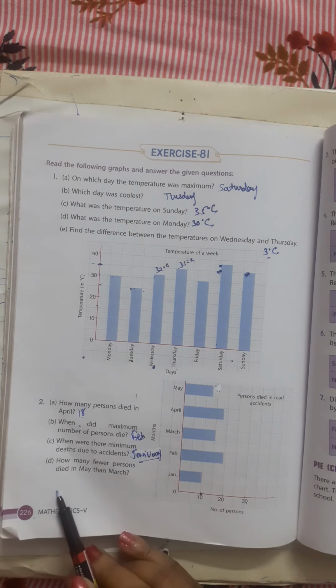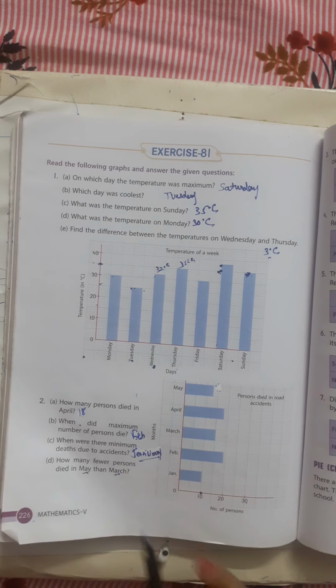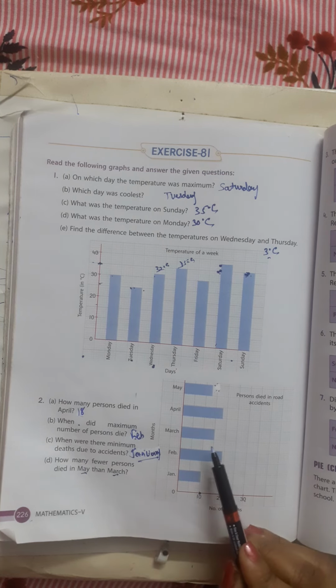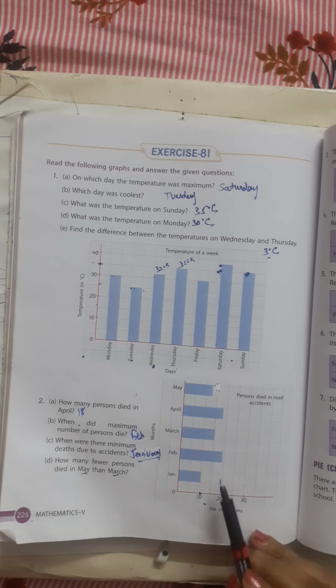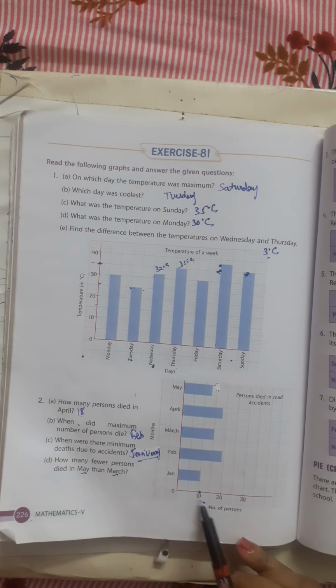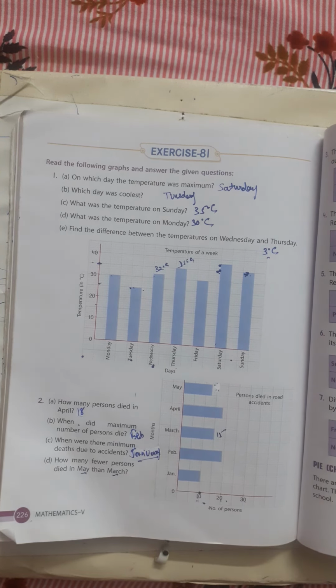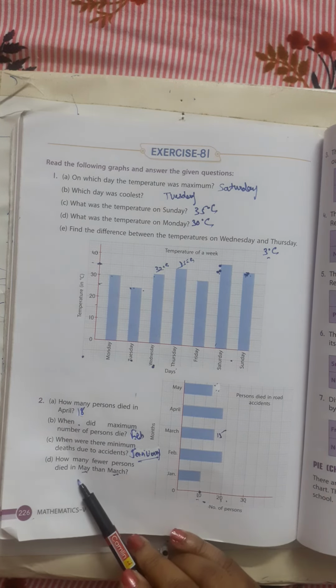How many fewer persons died in May than March? So firstly we will find out how many persons died in the month of March. You can see the March bar going exactly in between 10 and 20, and as I told you, one big square is equal to 5 persons. The March bar is exactly in between 10 and 20, and this is showing 15. So how many persons died in March? 15.